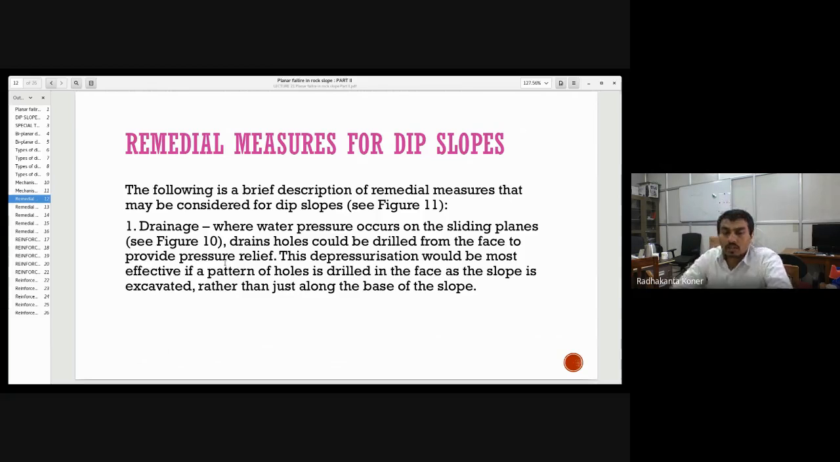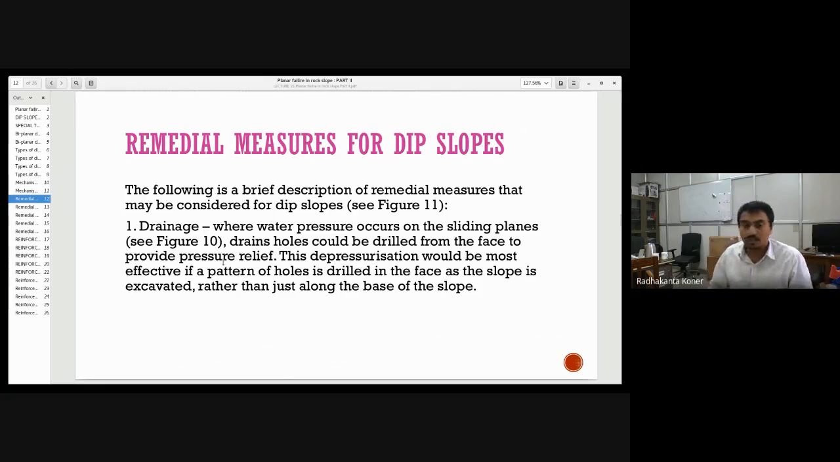Now, let us concentrate on the remedial measures for the deep slope. How can we avert a sure-shot failure so that the failure is averted and finally the slope is in a stable condition? The majority of the geoscientists have focused on the requirement of drainage, and the drains should be drilled in such a way that they most effectively depressurize the zone. Along with that, flow will occur.